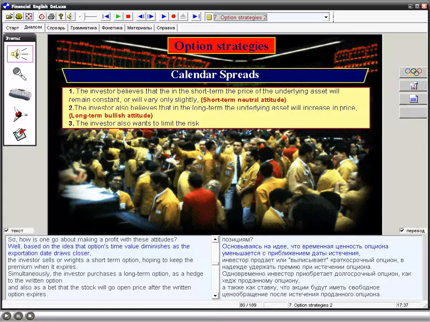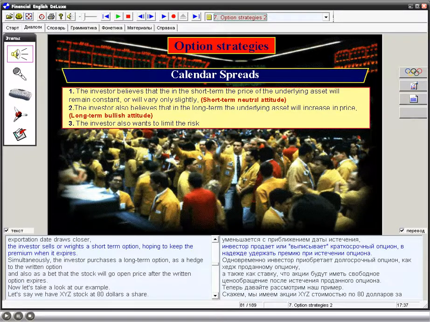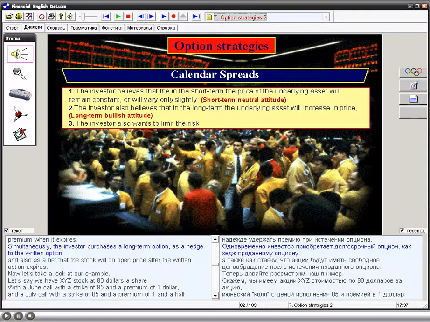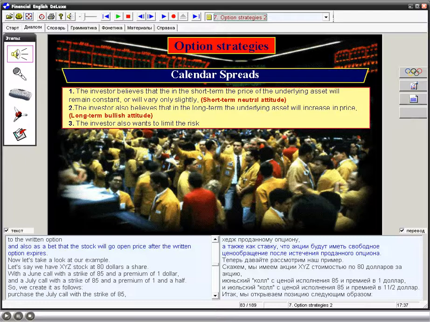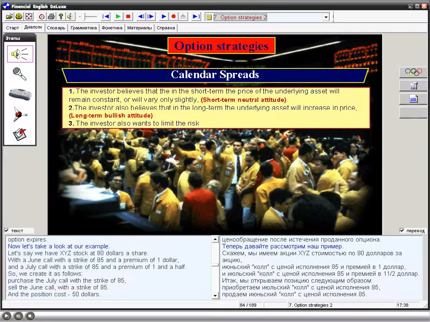Well, based on the idea that an option's time value diminishes as the expiration date draws closer, the investor sells or writes a short-term option, hoping to keep the premium when it expires. Simultaneously, the investor purchases a long-term option as a hedge to the written option, and also as a bet that the stock will go up in price after the written option expires.